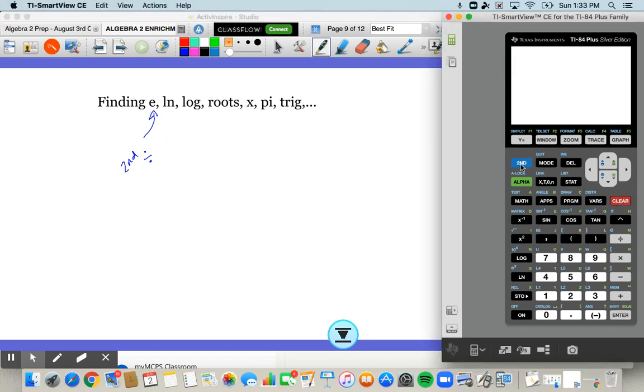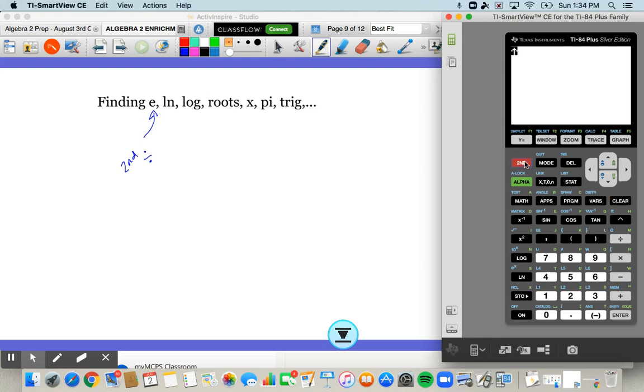There's also this other E, where if you push second ln, but that one you have to put an exponent. So it's E to some power, and E is something you'll work with. ln is right here, and you'll learn about that. Log is something we'll work with. That's right there.